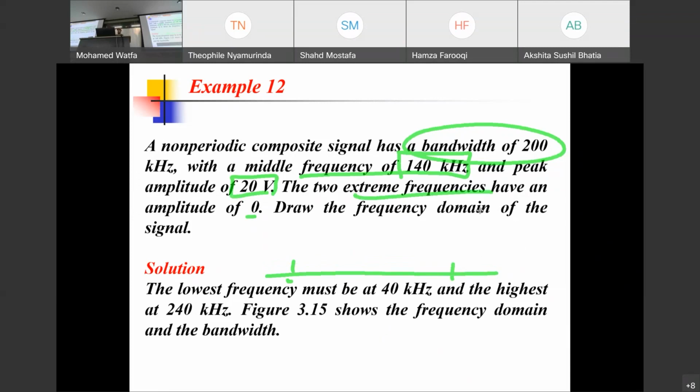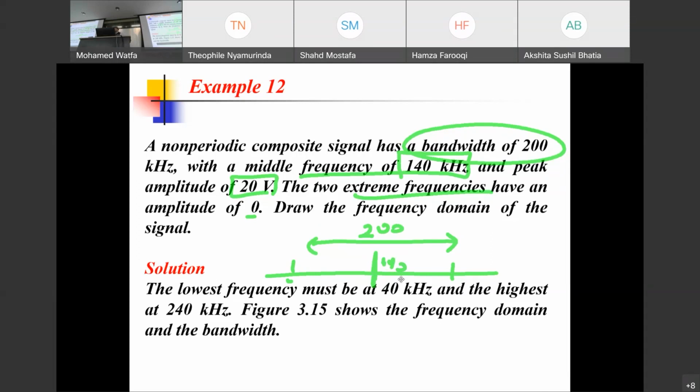Draw the frequency domain with the middle frequency of 140. You can see the middle frequency is 140, and then you have the two extremes at 0, and the bandwidth is 200. Now if the bandwidth is 200, then the highest frequency minus the lowest frequency is 200, and we know the middle is 140. Let's think about it one more time. This minus this is 200, and the middle is 140.